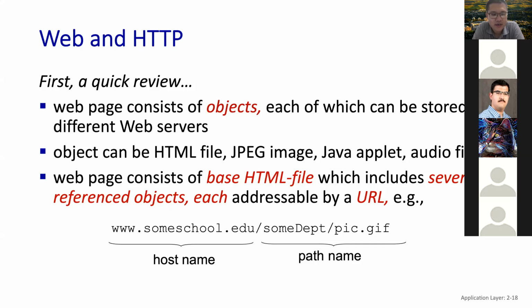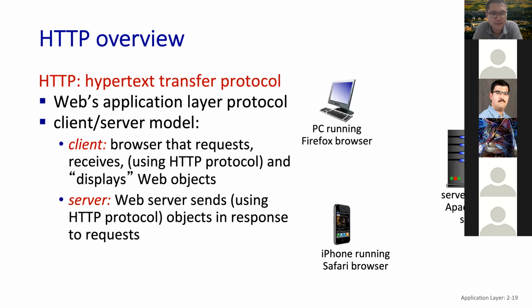A web page is based on an HTML file, which includes several referenced objects, each addressable by a URL, right? The URL is quite straightforward. You have a host name at the beginning, and you have some path name right after the host name. Okay, so this is the general URL, and you can see it almost everywhere when you input a URL into your browser, right?